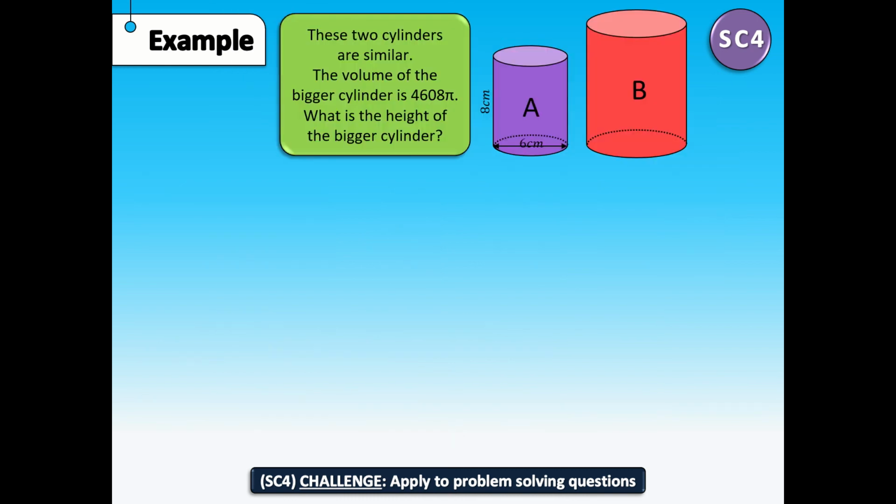So here's an example. These two cylinders are similar. The volume of the bigger cylinder is 4,608 pi. We want to work out the height of the bigger cylinder. So the volume of cylinder A will be 72 pi.